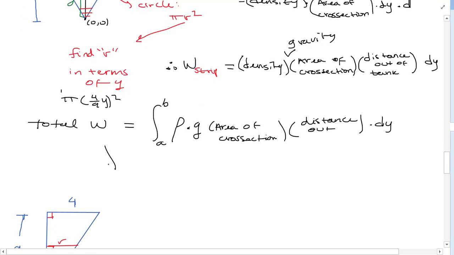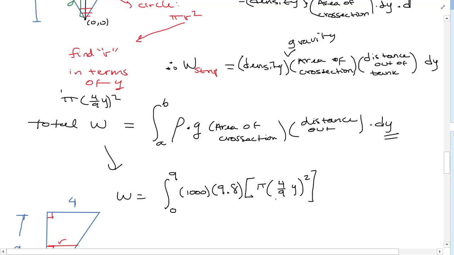So going back to our work integral, since we're emptying the whole tank, it is from 0 to 9. The density of water is 1,000 kilograms per meter cubed. The acceleration due to gravity is 9.8 meters per second squared. The area of the cross section, so that's where this comes in, pi r squared. So the area of my cross section is a circle with thickness. We already put the thickness here. That was from the volume. So we just need the area of the cross section, which is pi r squared. So pi times (4/9 y) squared. So that's the area.